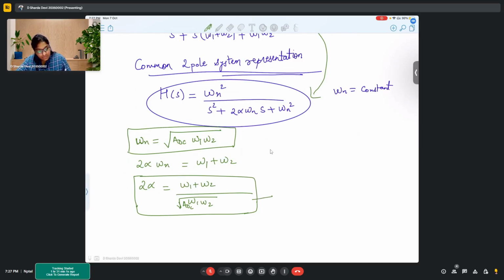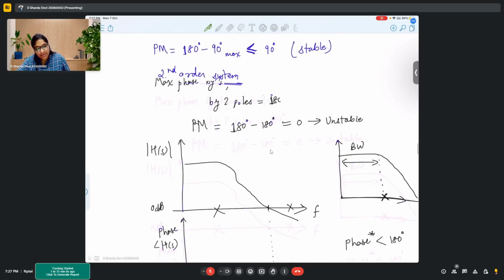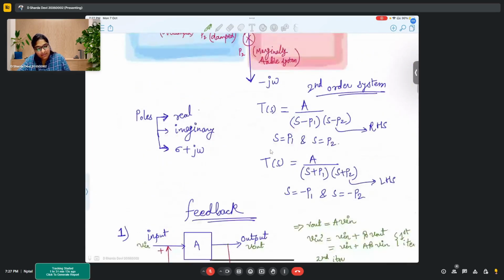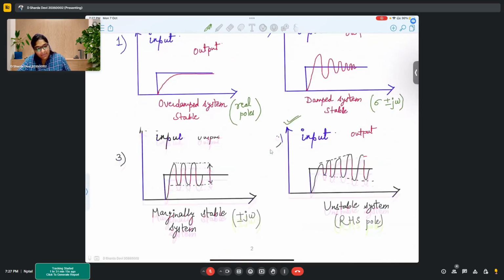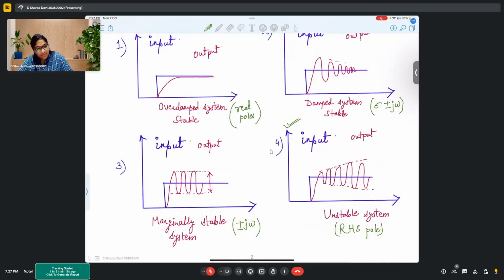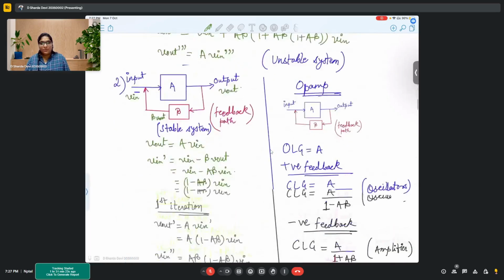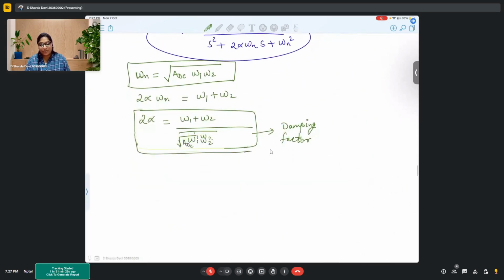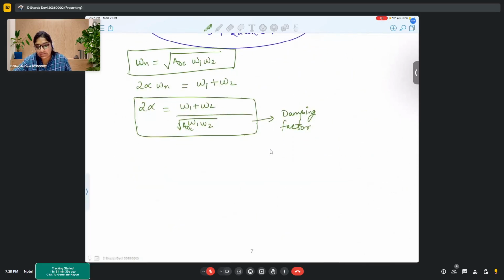where this 2 alpha is known as damping factor. So this damping is the damping that we discussed here in the beginning. So this is the damping that we are talking about. So that factor basically tells you about the damping, what type of damping will be introduced in the system, and so how your final response would look like.